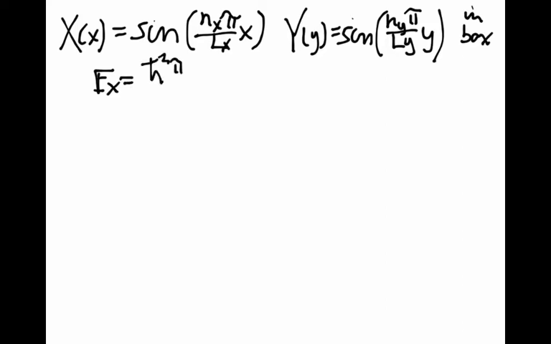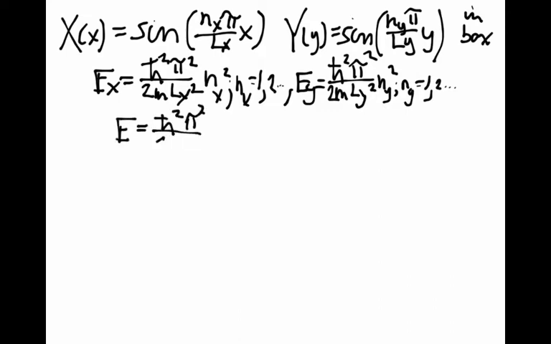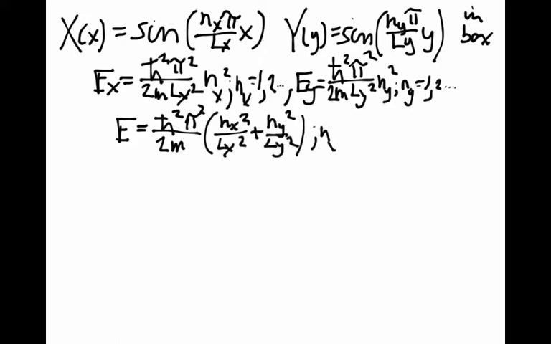The energy associated with x is going to be h bar squared pi squared over 2mLx squared times nx squared for any integer value of nx: 1, 2, 3, 4, 5, 6. So it has to be an integer again, it's quantized. The energy associated with y is h bar squared pi squared over 2mLy squared times ny squared, and ny is 1, 2, 3, 4, 5, 6, 7, 8, etc. And only the total energy really matters. So the total energy is h bar squared pi squared over twice the mass times nx squared divided by Lx squared plus ny squared divided by Ly squared.